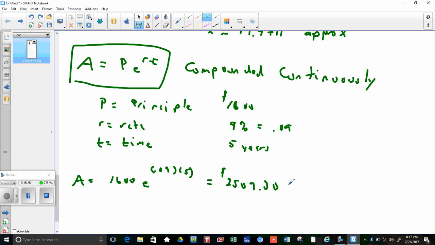So that would be the amount of money that you would earn, or that you would have out, if you invested $1,600 at 9% for 5 years. You would actually get out $2,509.30. It'd be really nice if that was the interest rate that we could get. I don't think you can get that anywhere nowadays.